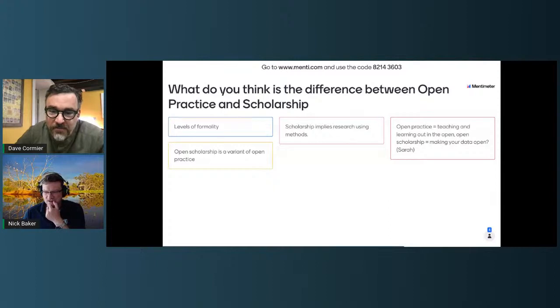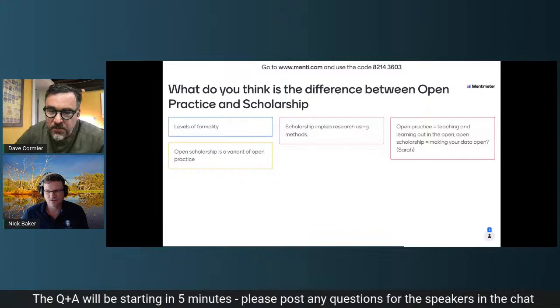I would love to hear if anyone has ideas on how to leverage people's knowledge of open access research for encouraging OERs and open educational practices. I'm not 100% sure I understand the question.